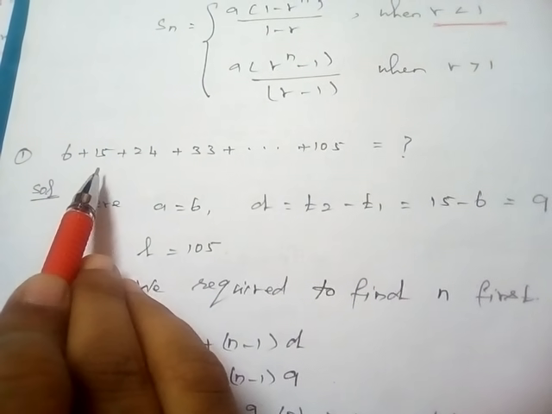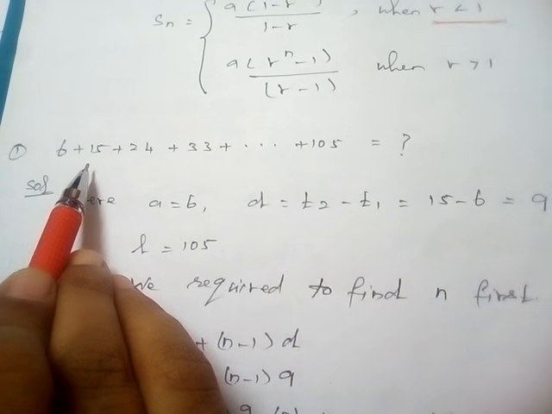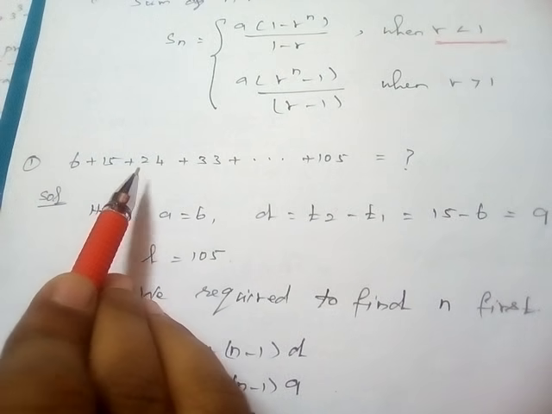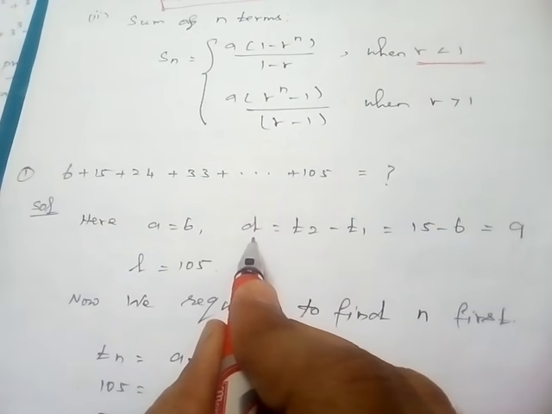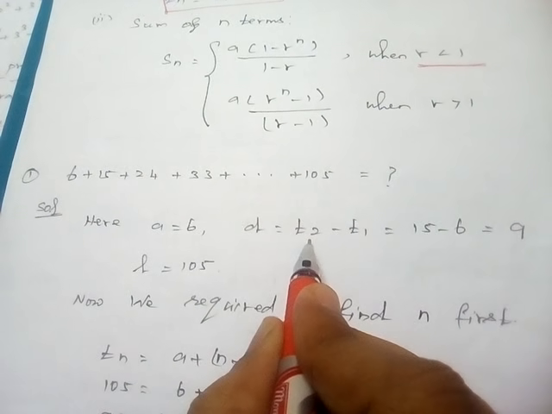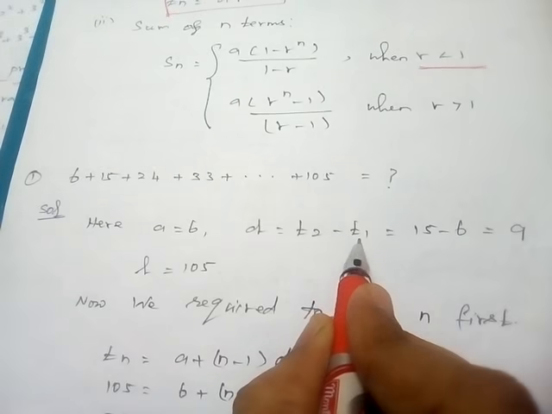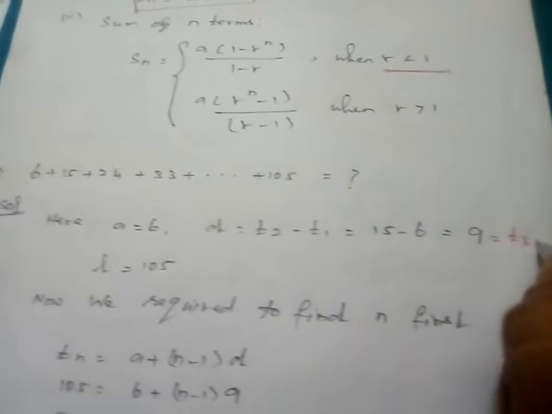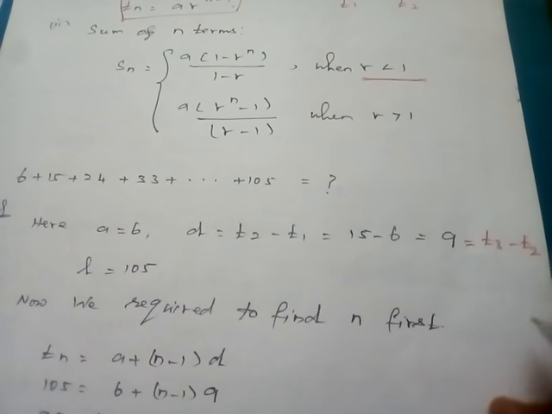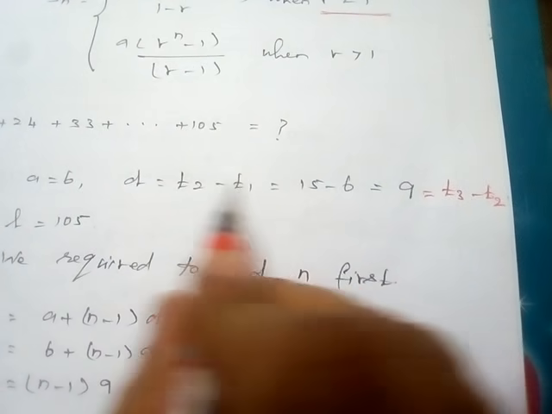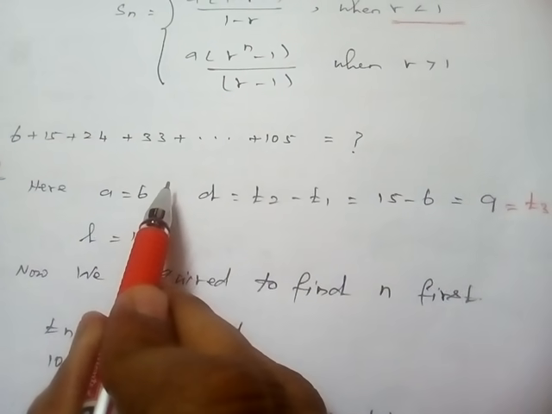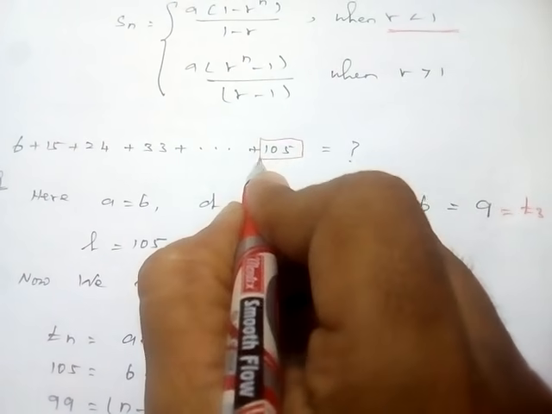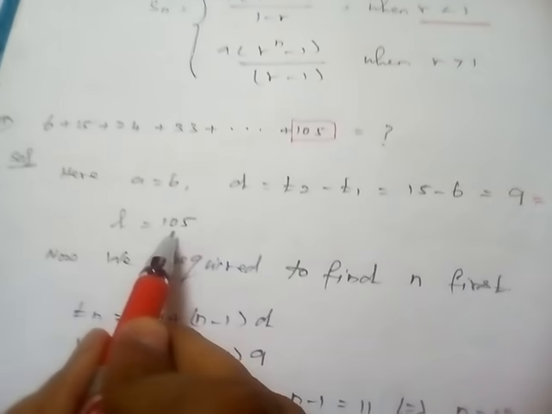What is d? We know that this is in the form of arithmetic progression, because the difference of the successive terms will be equal. d is equal to the difference of successive terms, t2 minus t1, second term minus first term. So 15 minus 6 is equal to 9. Similarly, this is also equal to third term minus second term. So the difference will be the same. Therefore this is in the form of arithmetic progression. Next, from the question, 105 will be the last term, so L is equal to 105.